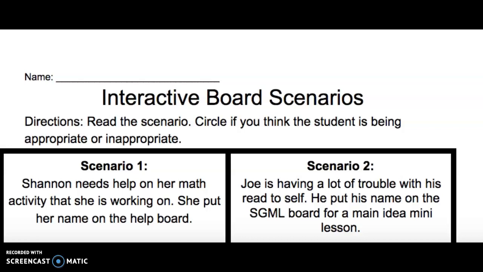This is the interactive board scenarios activity. After you put your name here, let's read the directions. Directions. Read the scenario. Circle if you think the student is being appropriate or inappropriate.